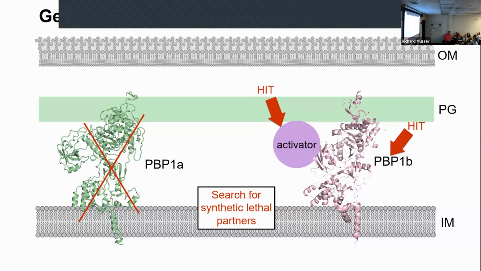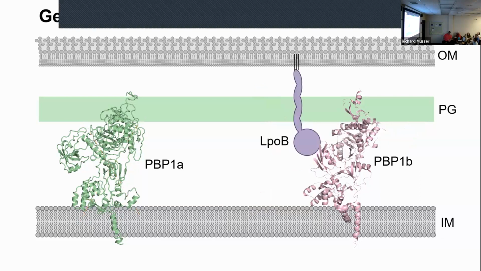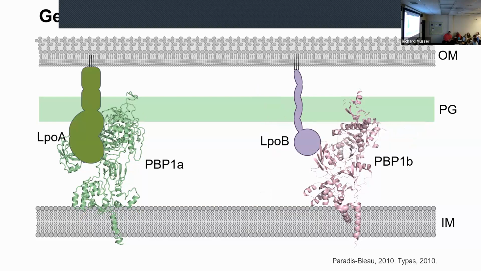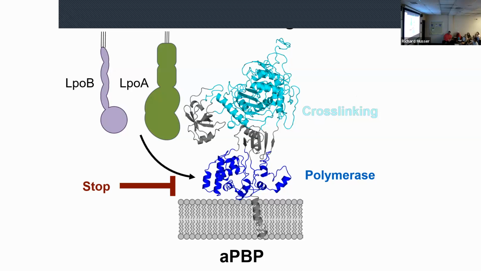This genetic screen was done by Catherine Paredes-Blue in the Bernhardt lab where I was working. And a similar screen was done by Athanasios Taitas in the Vollmer lab at the same time. And what they found was that Lipo-B activates PBP1B and Lipo-A activates PBP1A. So going back, we now know that Lipo-A and Lipo-B are activating the class A PBPs.